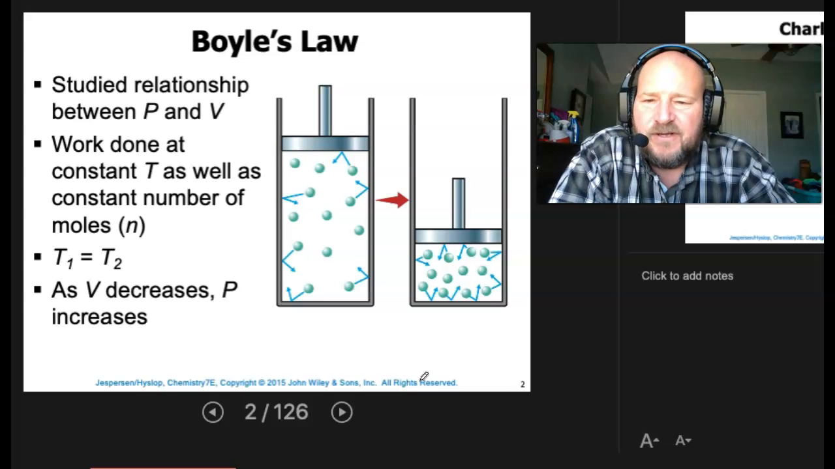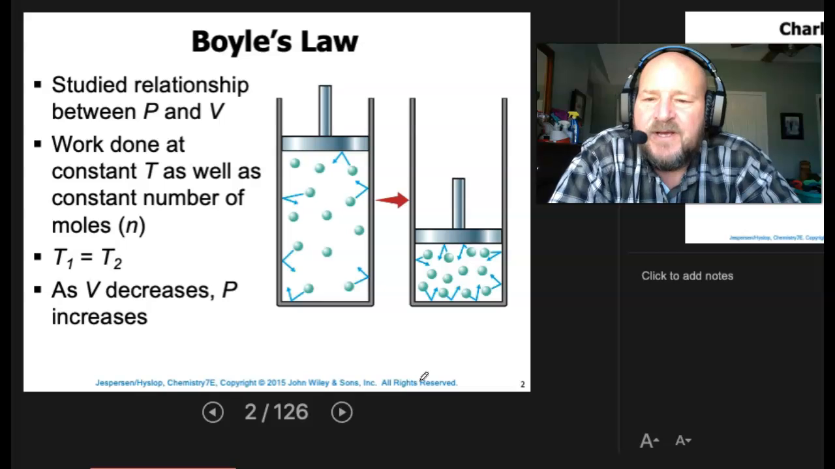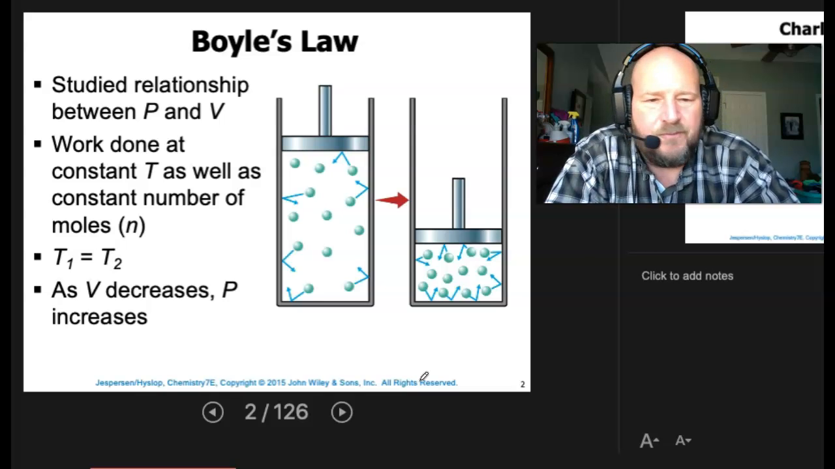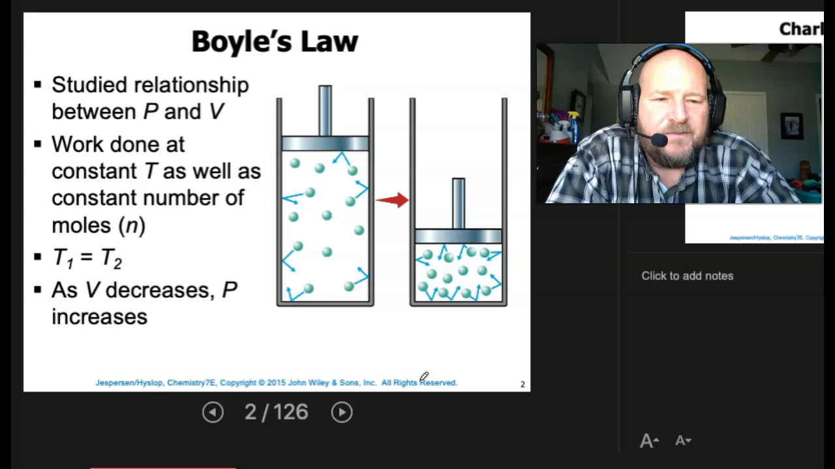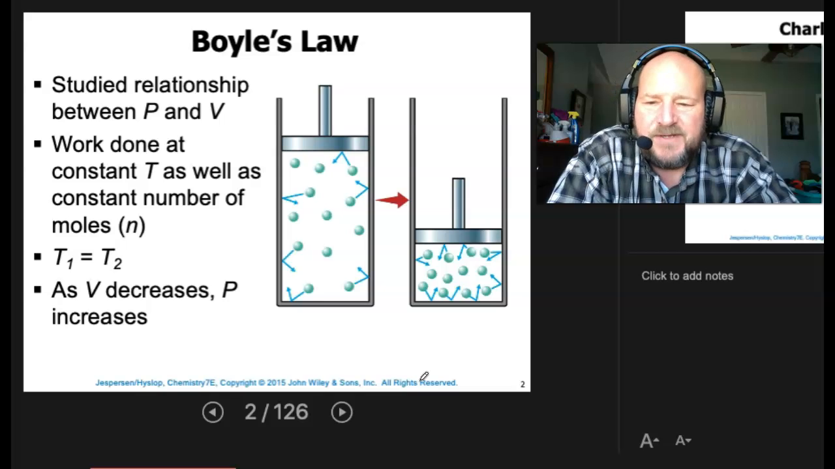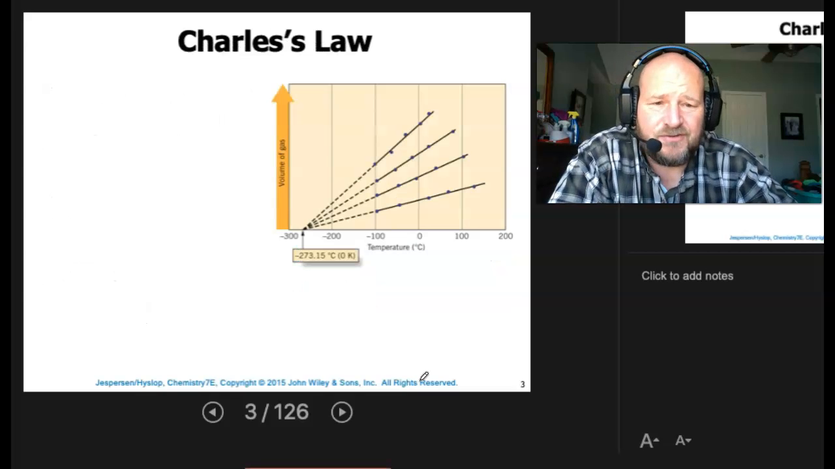For Boyle's Law, what Boyle did was study the relationship between pressure and volume. Work done at constant temperature as well as constant number of moles. Remember, there are four properties: moles, temperature, volume, pressure. If we hold two of them constant and just look at the relationship between the other two, then T1 equals T2. And what we see is as the volume decreases, the pressure has to increase. Pretty straightforward there. The next one we see is Charles' Law.